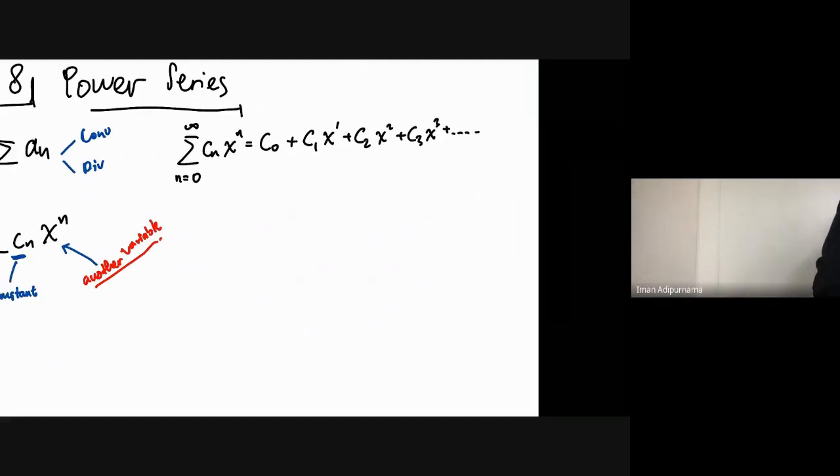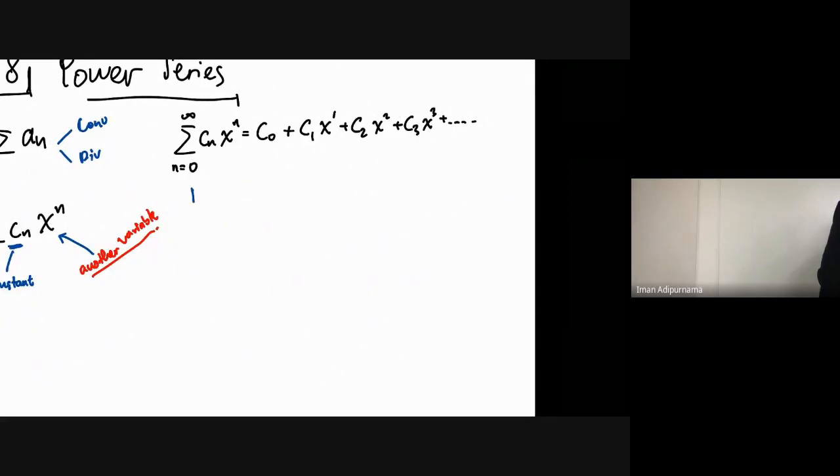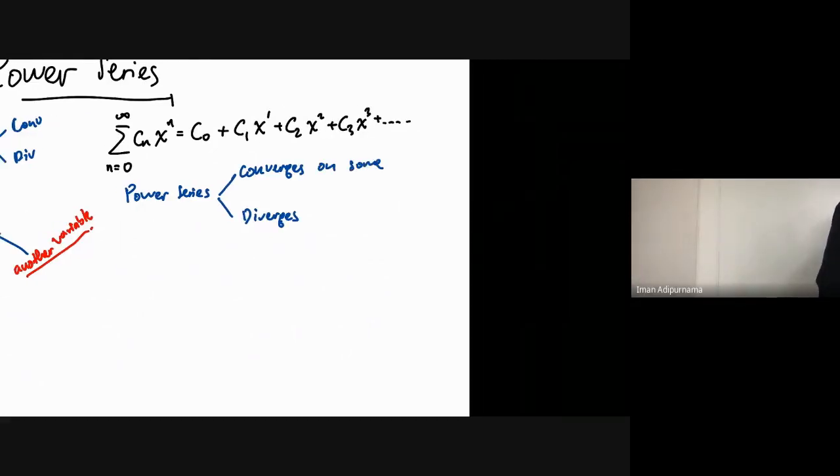So the power series, like the other methods that we have discussed, may converge or may diverge. But because we have x now, it will converge for some x, and it can also diverge for other x. And this is the interesting part in power series. So we will determine in which values of x the series will converge, and in which values of x the series will diverge. So we are not only dealing with n, but we are also dealing with the variable x.